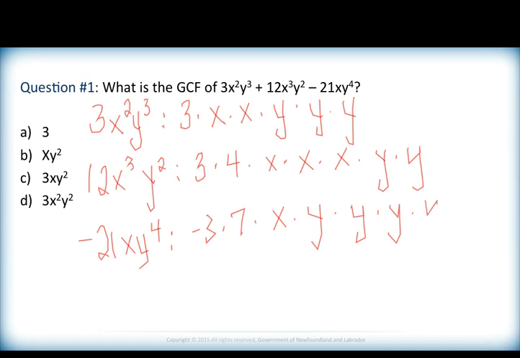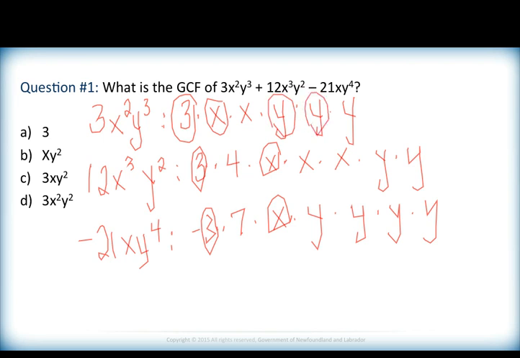Now what we have to do, we're going to circle the common terms, or the common factors, for each term. So we have a 3 that is common in all, not the negative, the 3. Okay, 4 and 7 is not. Then we have 1, 2 x's here, we have 3, and then we have 1. So that means we can only remove 1 from each. Now we have 3 y's, we have 2, and we have 4. That means we can only remove the 2 y's, because it has to be the same amount of factors for each term.